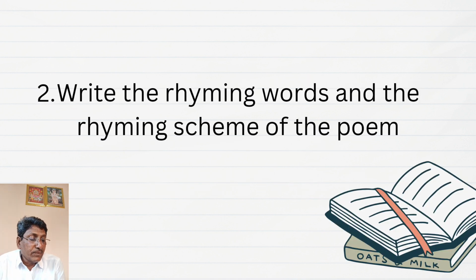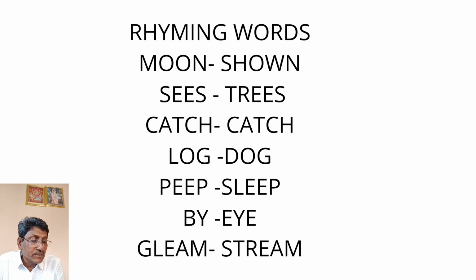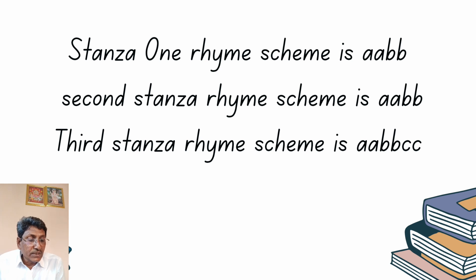I will read first. Write the rhyming words and the rhyme scheme of the poem. So, first I will tell you the rhyming words: moon, shone, seas, trees, catch, thatch, log, dog, peep, sleep, by, eye, gleam, stream. These are the rhyming words. And I will tell you the rhyme scheme. Here three stanzas are there, and the first stanza's rhyme scheme is AABB, and the second stanza's rhyme scheme is AABB, and the third stanza's rhyme scheme is AABBCC.